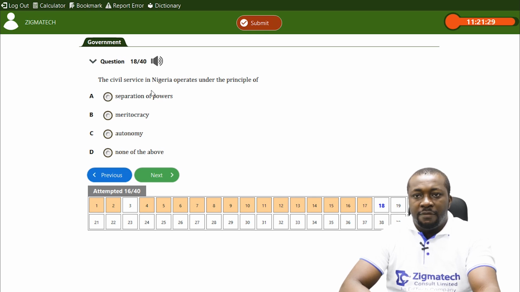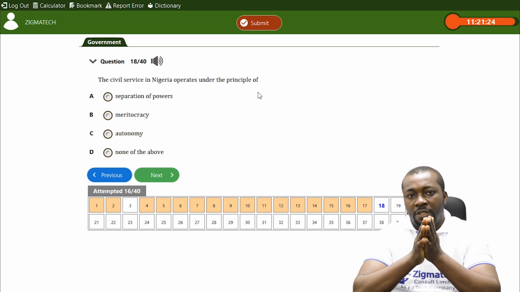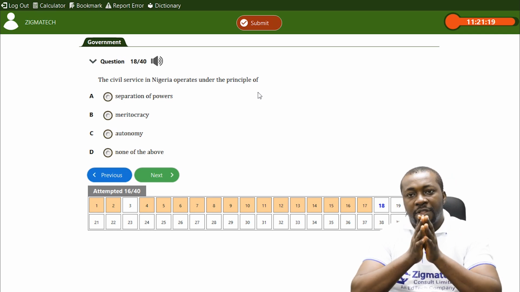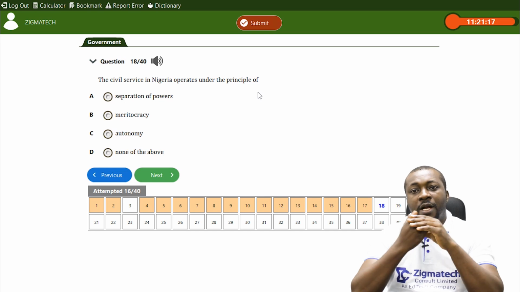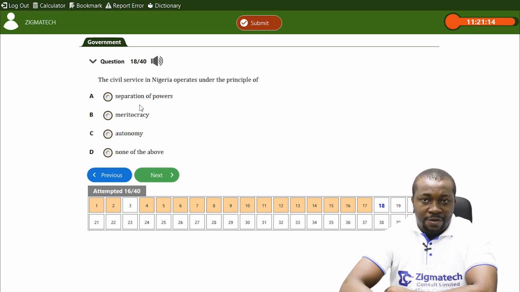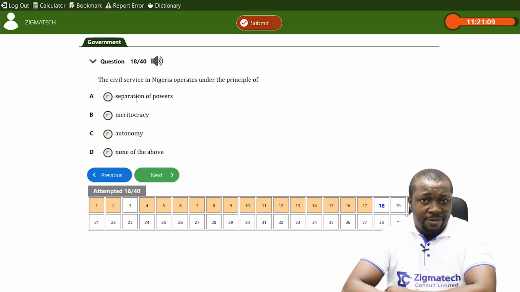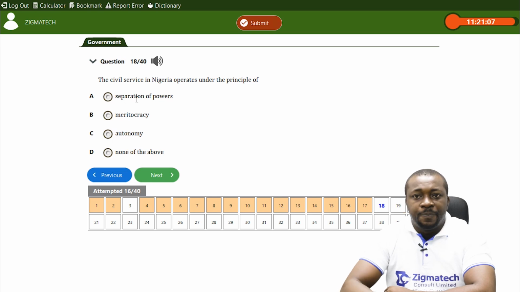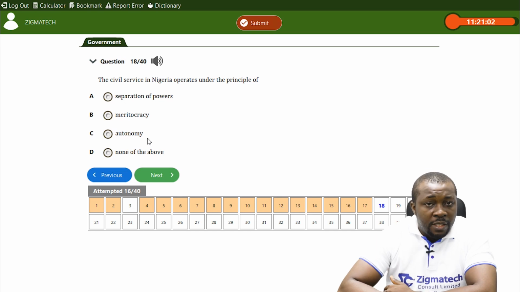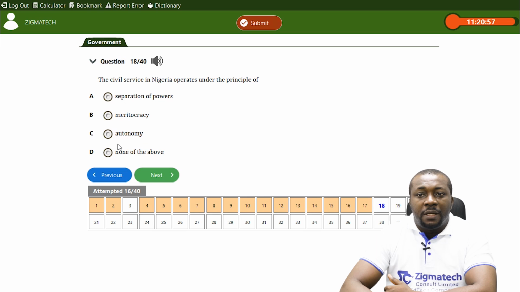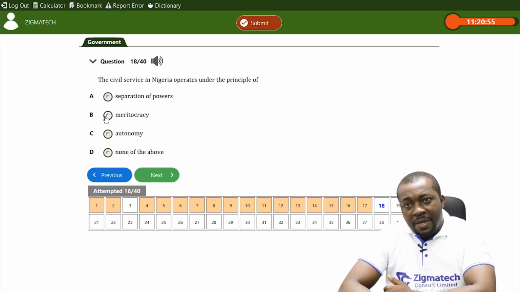Number 18 says, the civil service in Nigeria operates under the principle of what? This question tests your knowledge on the characteristics of the civil service. Now, let's look at it. So we have separation of powers. Of course, when we talk about separation of powers, you're talking about arms of government here. So it's not about the civil service. Option C says autonomy. Civil service is not an autonomous body. It is part of the executive arm of government. None of the above.